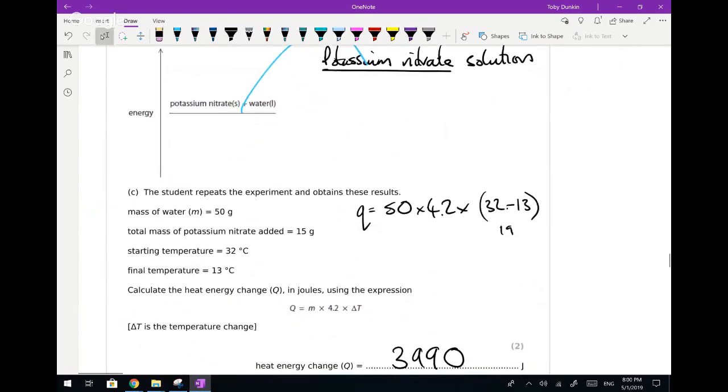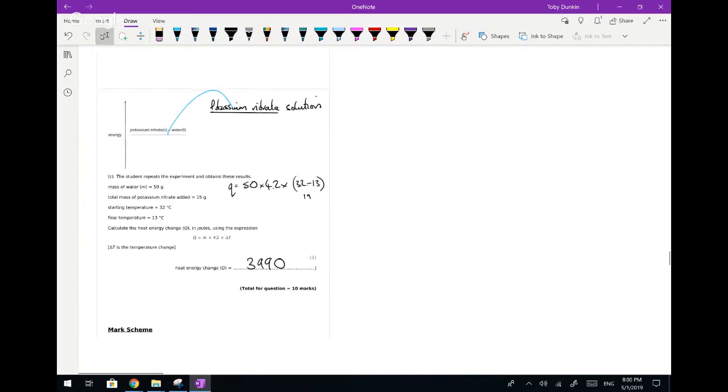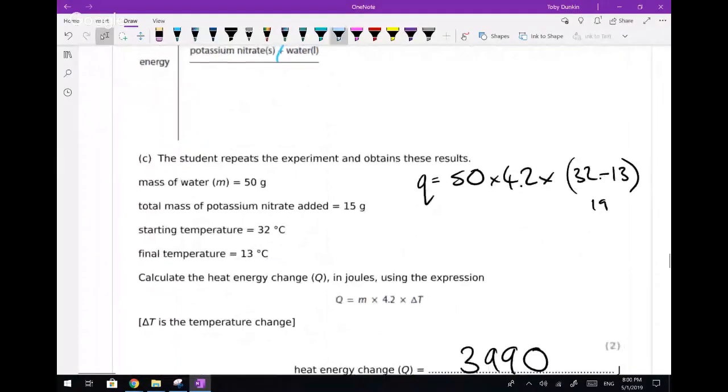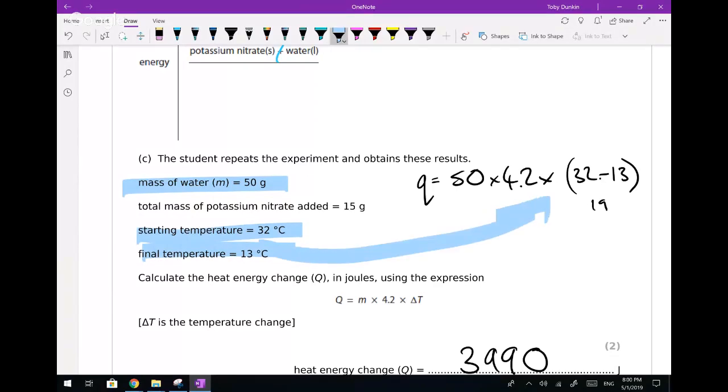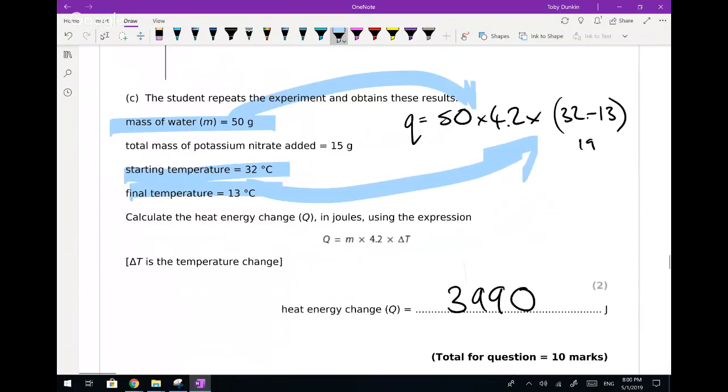Another Q equals MC delta T. Same thing, folks. Extract the data. Q equals MC delta T is about water. Mass of water. Starting temp of water. Final temp of water. Put them in. Yeah? And then you go, right, now I do delta H equals Q over n.